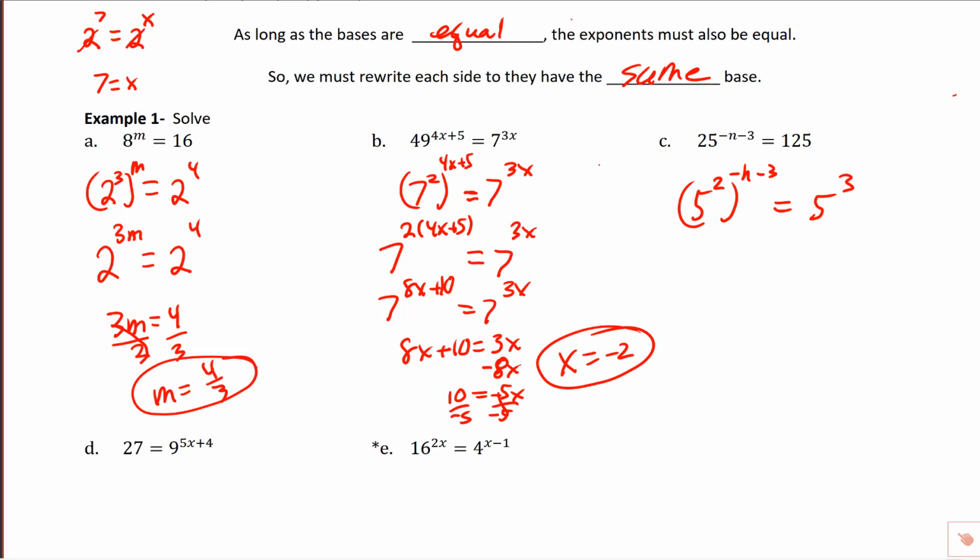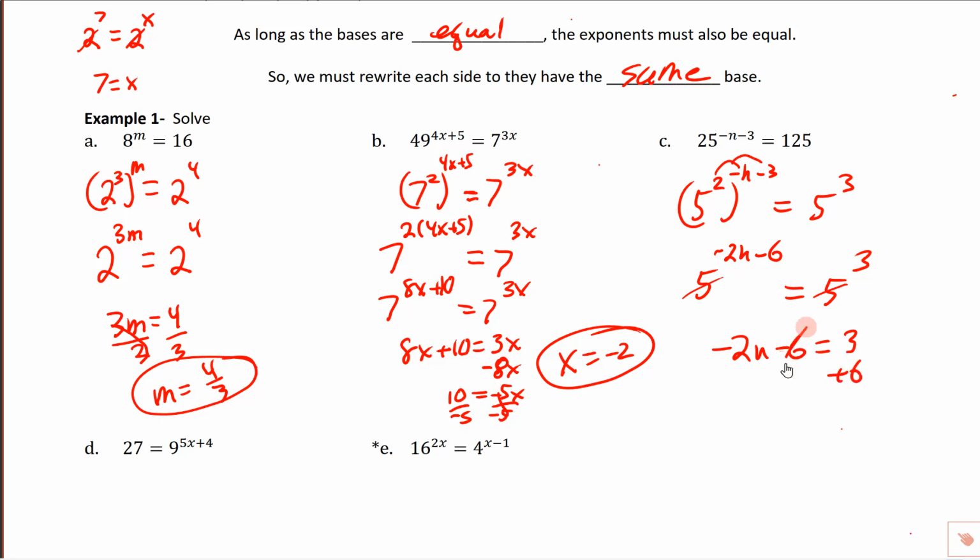So again, I'm going to take a little bit of a step here. Power to a power, we're going to distribute through there. This is going to be 5 to the negative 2n minus 6 equals 5 to the third. So I just distribute that through because I'm power to a power. I multiply those together. The bases are the same, so I can go ahead and drop those. Negative 2n minus 6 equals 3.